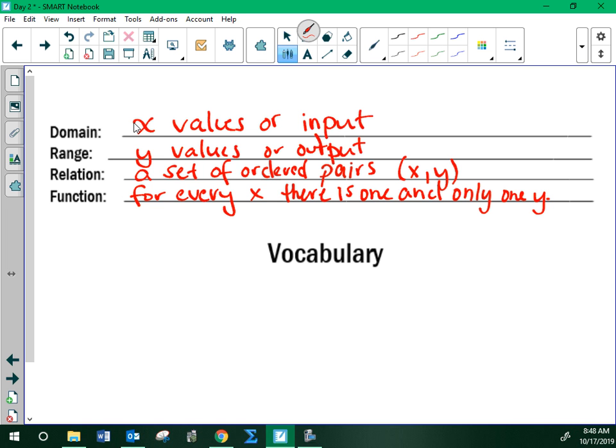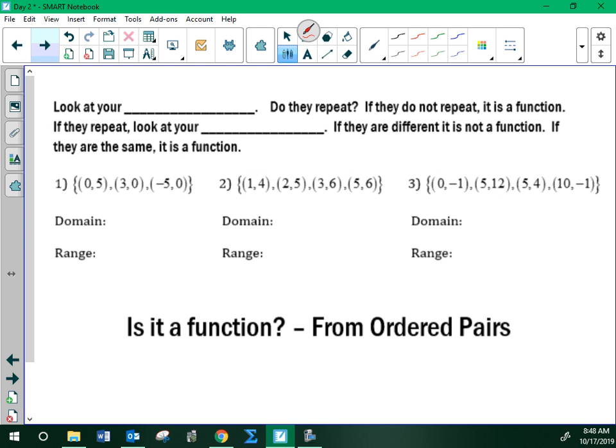Let's take a look at how we know if it is a function. Again, for a function, for every x, there is one and only one y. I'm going to write this off to the side.